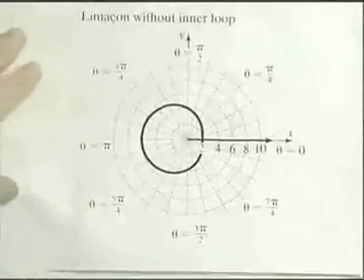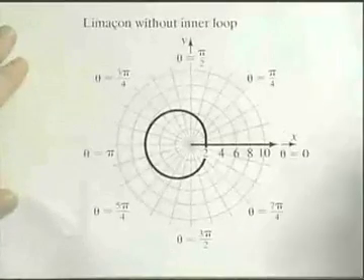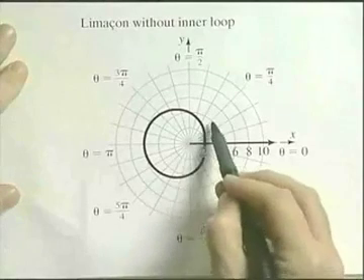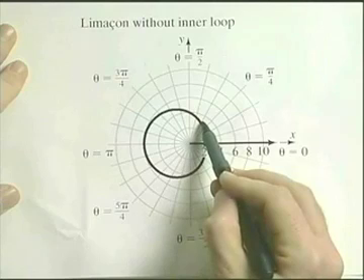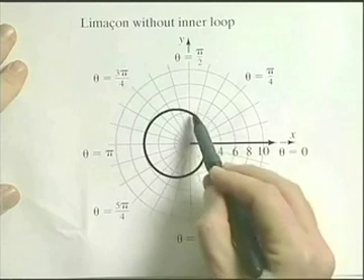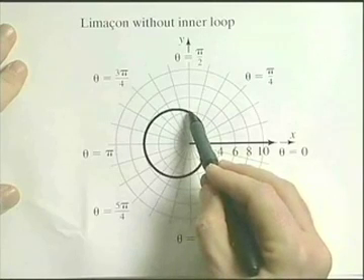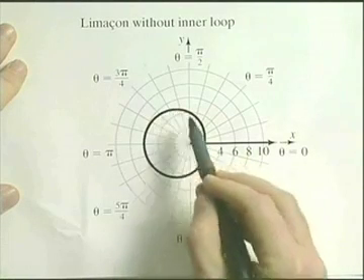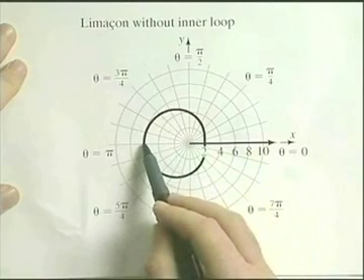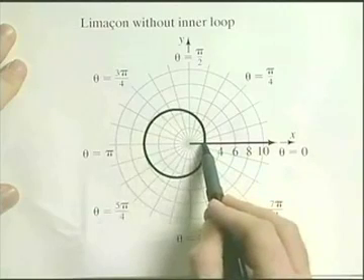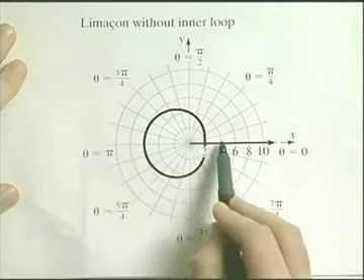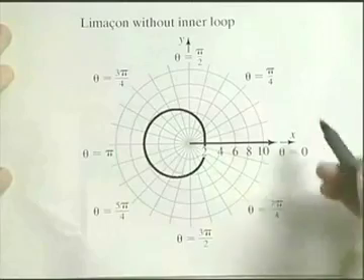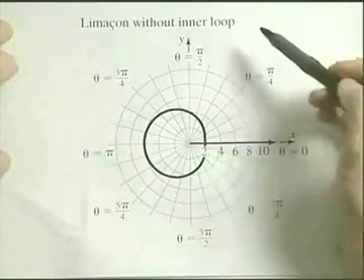The result that we get is displayed here. So for example, here's the point 2 comma 0, or here's the point 3 comma pi over 3. We have the point 4 comma pi over 2. We have the point 5 comma 2 pi over 3. And we have the point 6 comma pi. So those points gave us the top portion of the graph. Then, because of the symmetry with respect to the polar axis, we get the bottom portion of the graph, and we have a limacon without an inner loop.